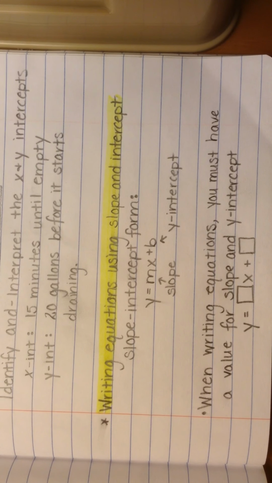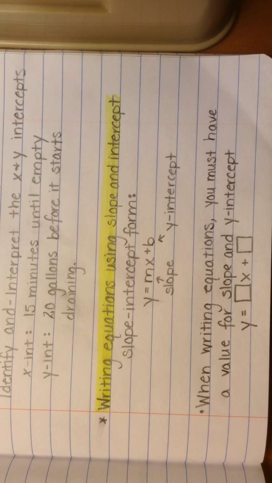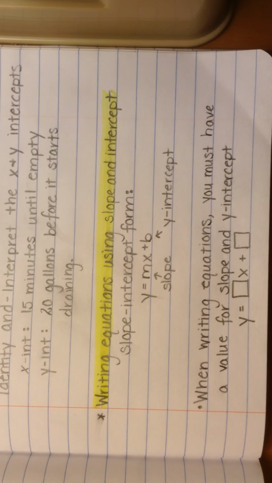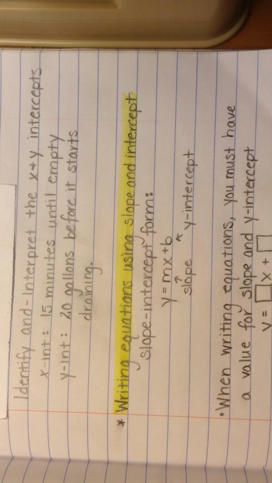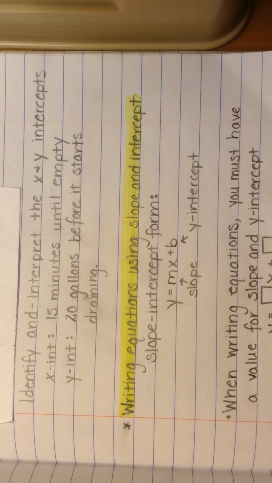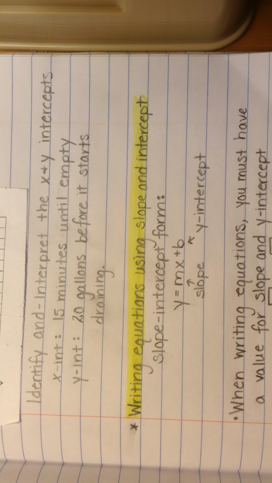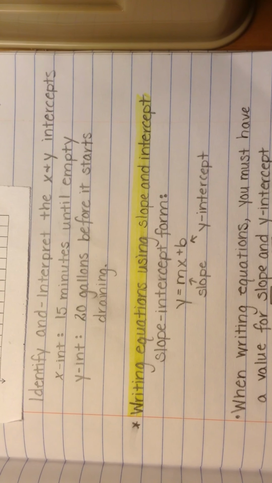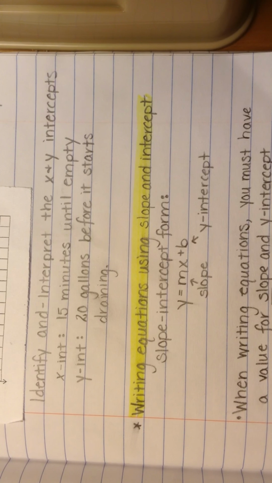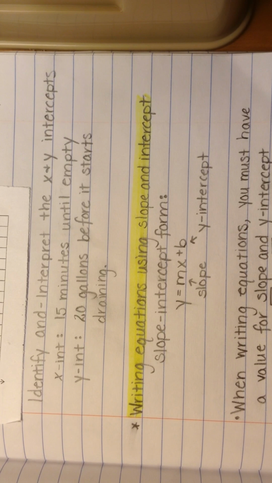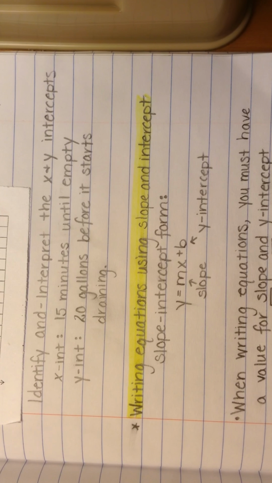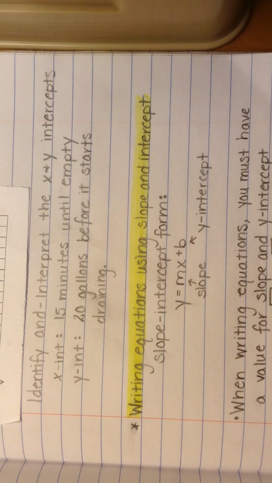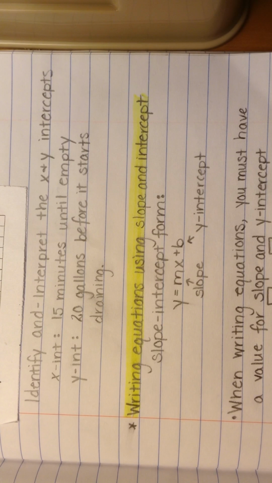Alright, so in order to work with writing equations, we must really be proficient in understanding the form of the equation. Y equals mx plus b is our slope-intercept form. This is essential for your understanding for the remainder of our unit. So once again, slope-intercept form is y equals mx plus b, where m represents the slope and b is the y-intercept.